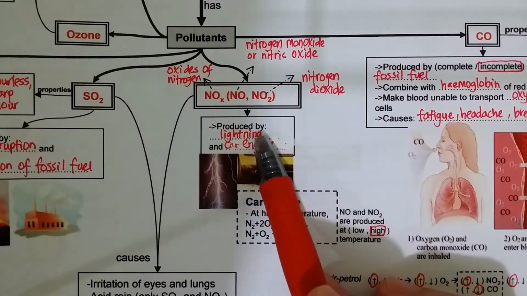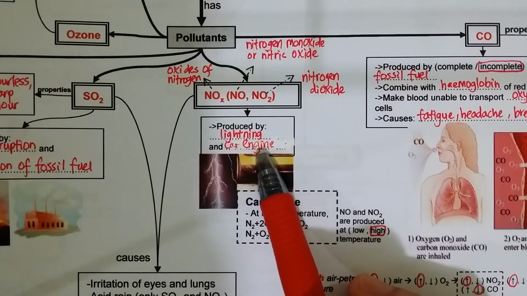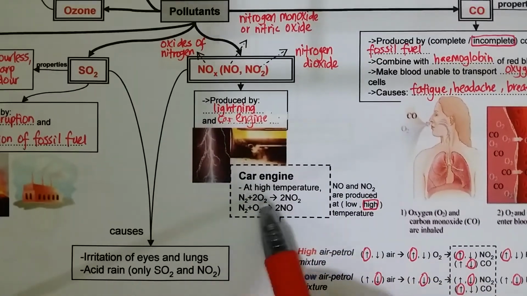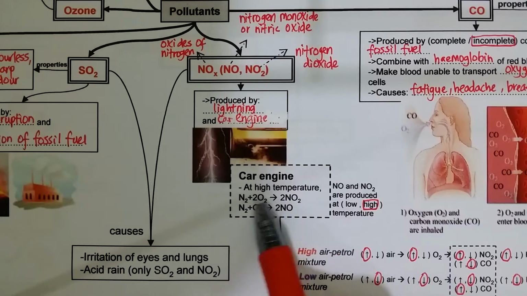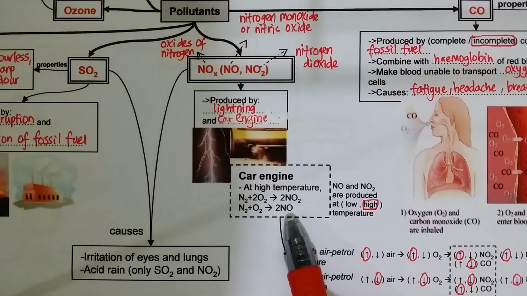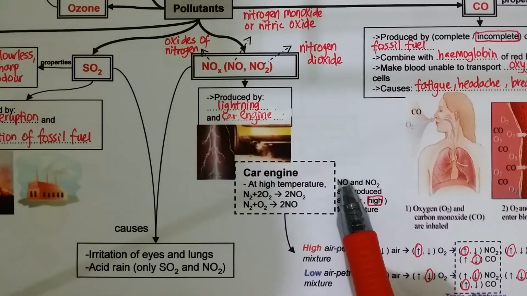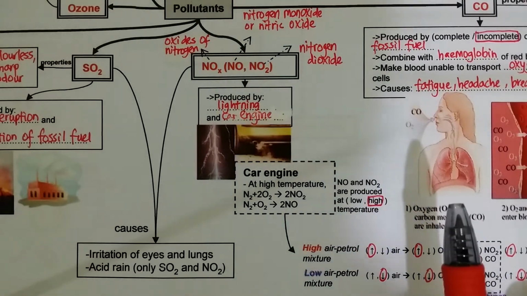For example, during lightning the temperature is very high, or in the car engine the temperature is very high as well. At a very high temperature, the nitrogen and the oxygen in the air will combine to form nitrogen dioxide, or they can combine in this manner to form nitrogen monoxide or nitric oxide. So one thing you need to know is that nitrogen monoxide and nitrogen dioxide are produced at very high temperature. Now let's focus on the car engine.